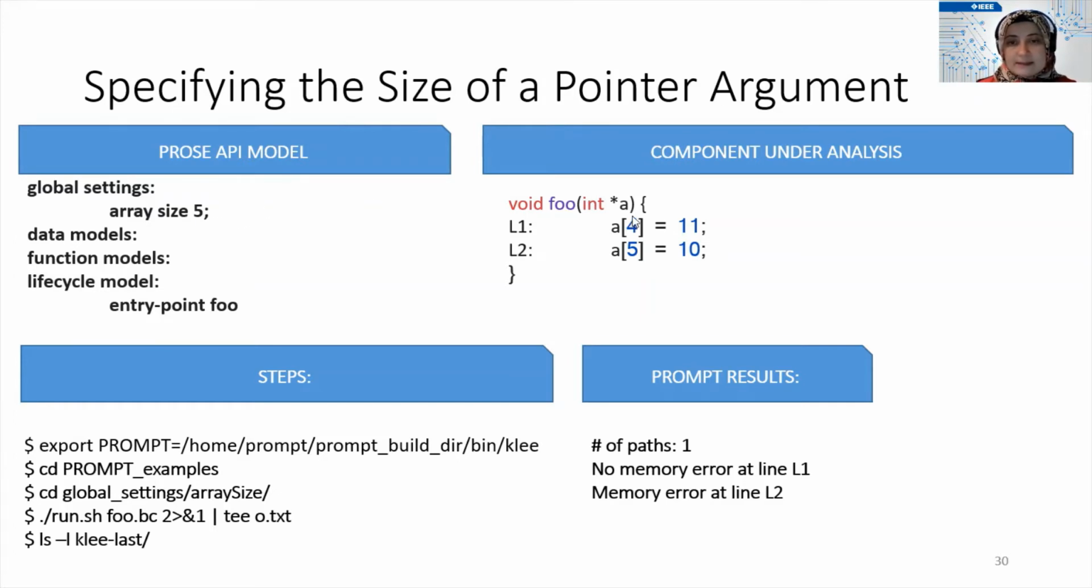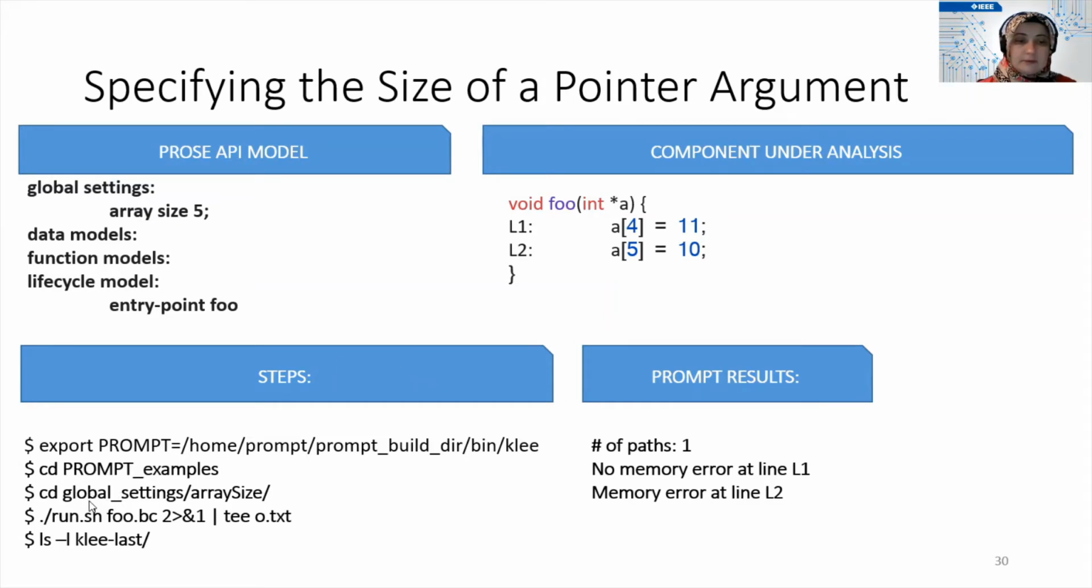So in this case, argument A would have size 5. Therefore, using an index of 4 shouldn't create any issues. Whereas when we use 5, obviously this is out of bounds, and so we should get an error at line L2.